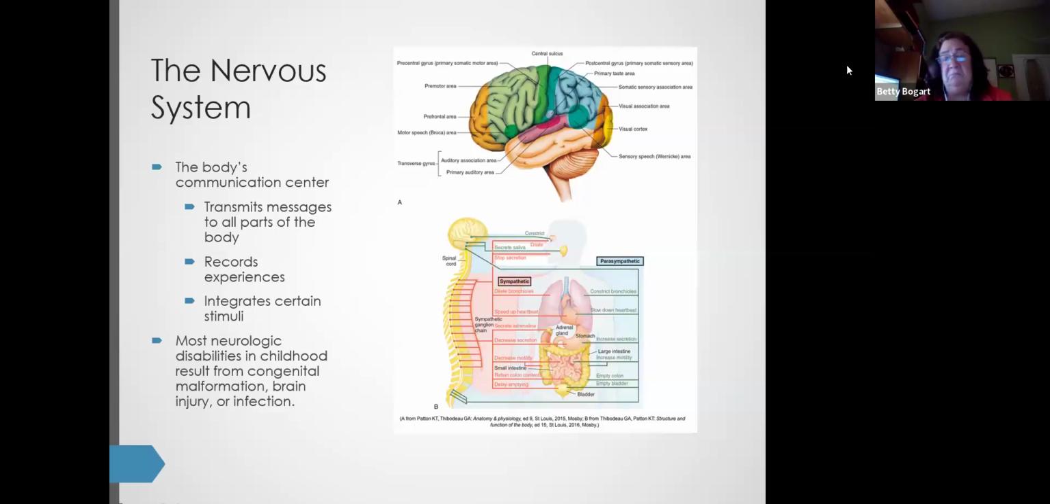Now, the nervous system, what is it? It's our control center, right? This is how our body works. The brain tells the body what to do, how to talk, how to be completely, right?